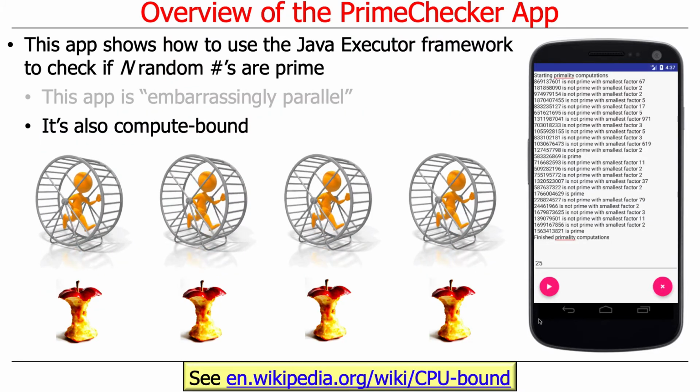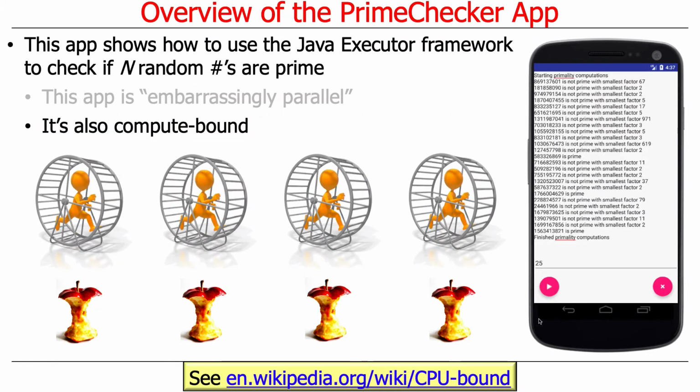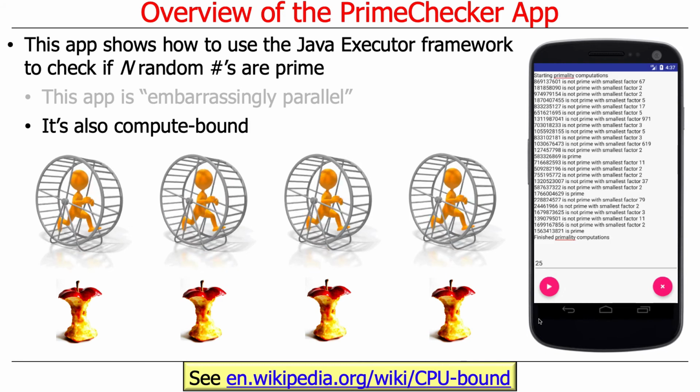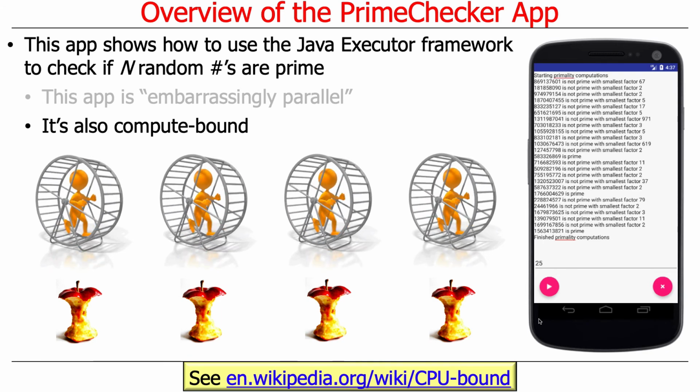This is also a compute-bound app. That means that the computations that are running, checking to see whether numbers are prime or not, don't have to block on I/O. So if you recall when we talked about different types of thread pools and how many threads should be in the thread pool, you would typically want to have as many threads in the thread pool as there are cores on your computer.